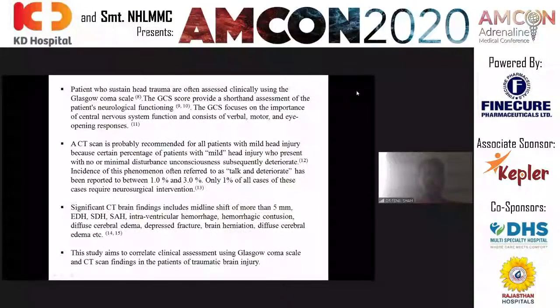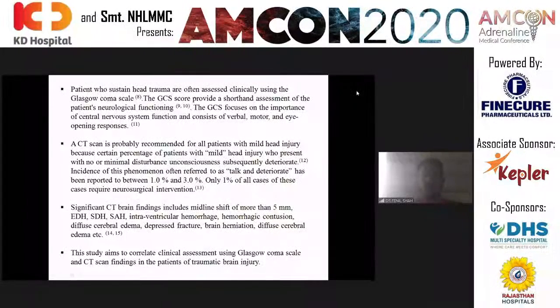A CT scan is probably recommended for all patients with mild head injury because certain patients with mild head injury who present with no or minimal disturbance subsequently deteriorate. Incidence of this phenomenon, often referred to as talk and deteriorate, has been reported between 1 to 3%, and only 1% of all cases require neurosurgical intervention.